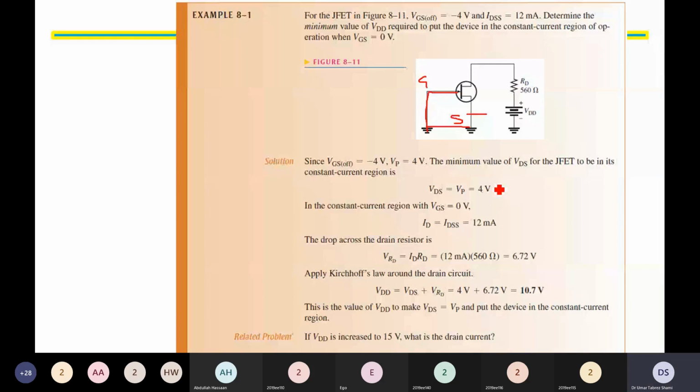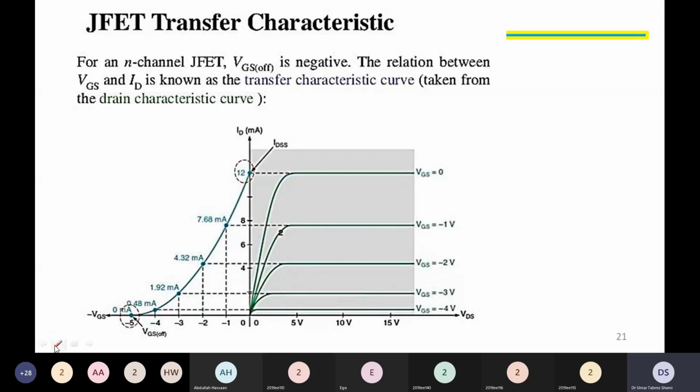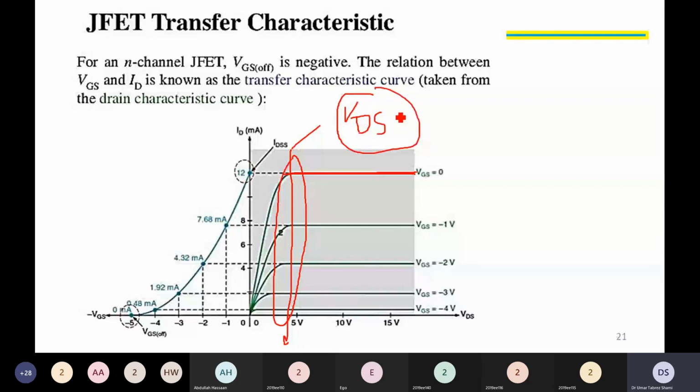This 4 volt corresponds to the fact that if we return to the characteristic, for example, here, this is the point where our graph will become a straight line, and this is the value of the VDS which corresponds to constant current. This voltage in our example is set to 4 volt.